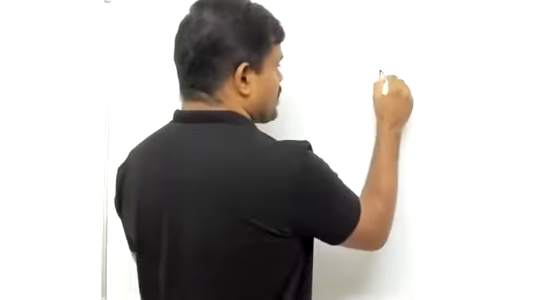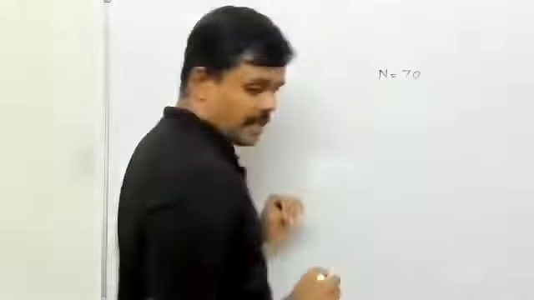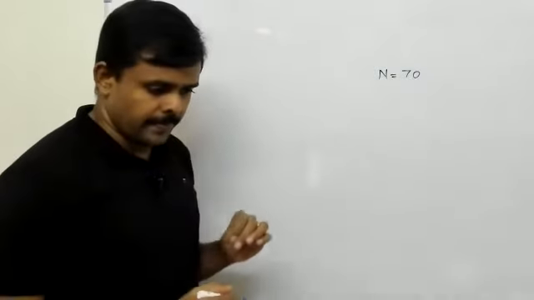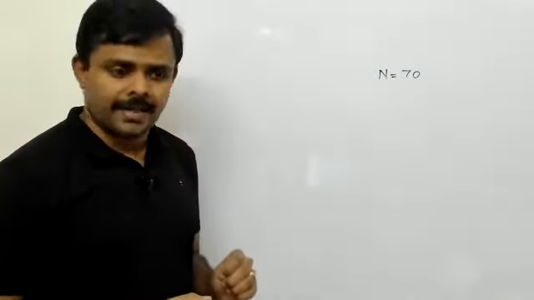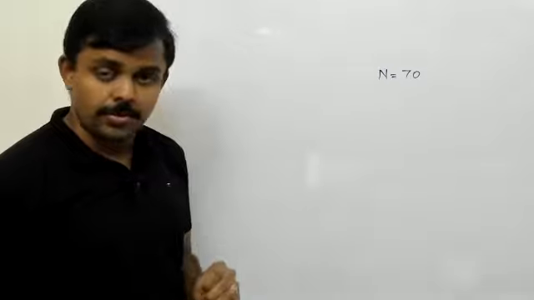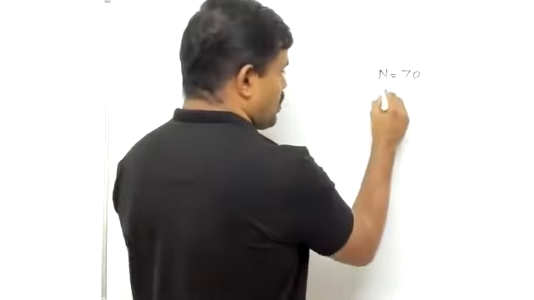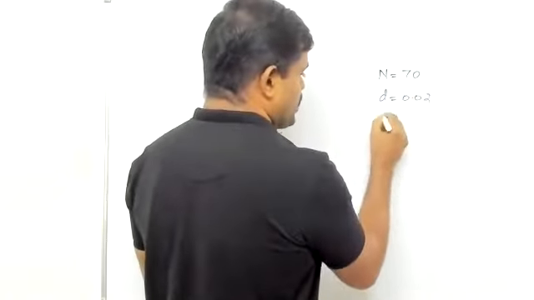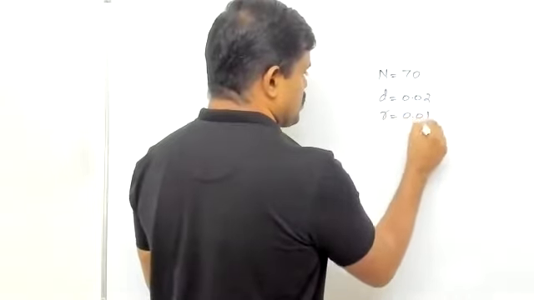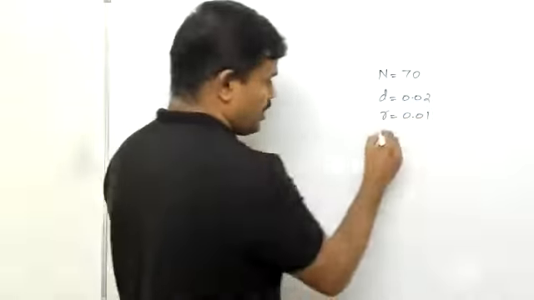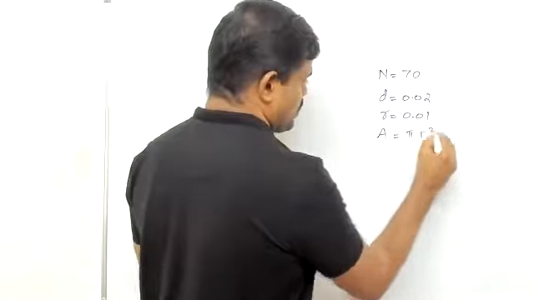So number of turns is given. Number of turns is 70. There are 70 turns for the coil. Then what? With an average diameter of 0.02 meters. Diameter is 0.02. That would make the radius what? Radius 0.01. So that you can find the area. Area is what? Pi r square.